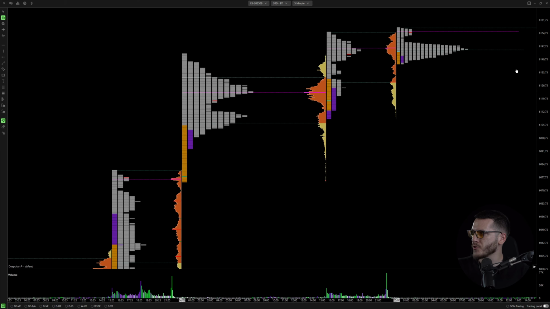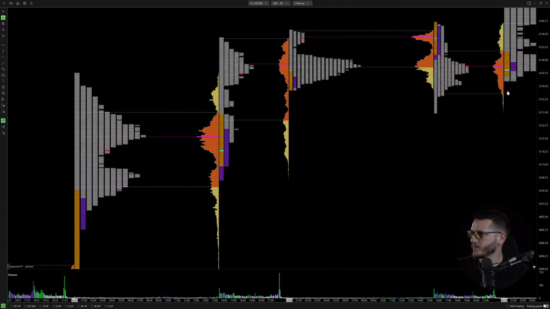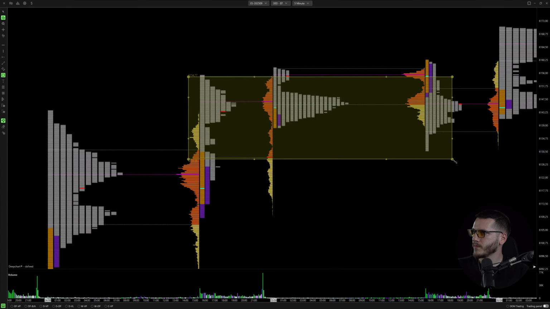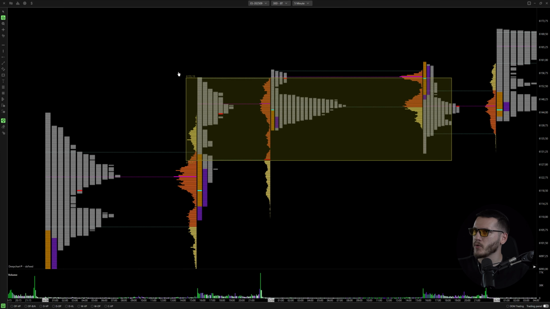Let's see where the next session is going to be opening. As you can see, this is our previous value area, right? And we open actually right at the value area high. We try and pump up at the beginning of the session, but it doesn't work. And we dive right back in. So this is a failed auction, okay? And we create value exactly where the biggest chunk of value of the previous session was.